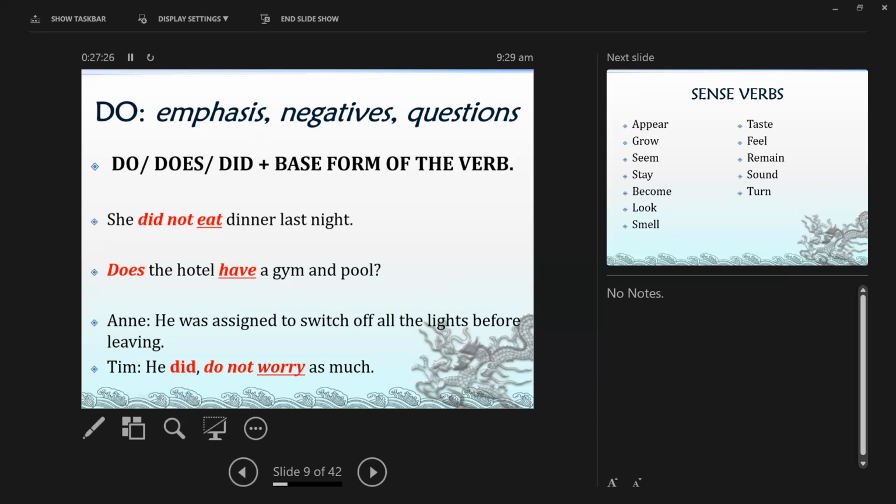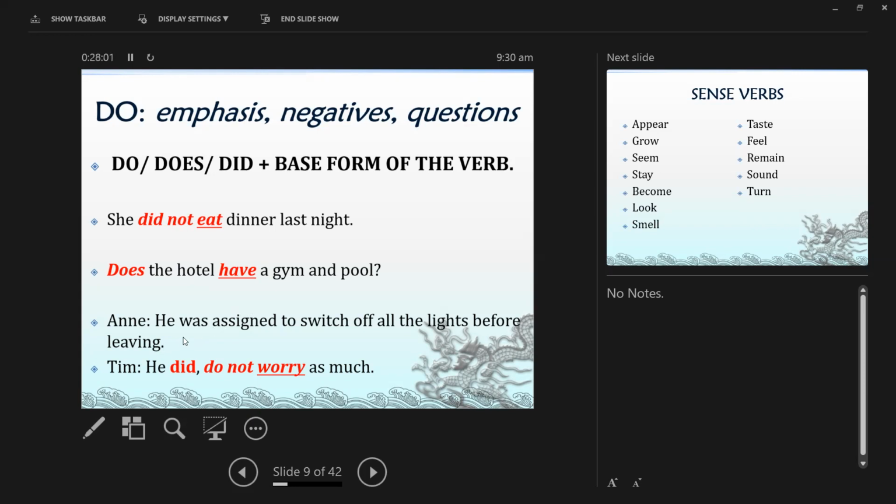All right. So here are the examples. She did not eat dinner last night. So the main action is eat. The helping verb used is did not. It's a negative form, but it is a helping verb. Second example. Does the hotel have a gym and pool? It is used in a question.